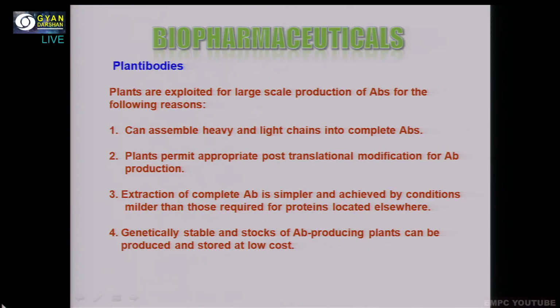So the advantage is that you see the plants are even capable of producing medicines for us. So you can generate a transgenic plant which is producing pharmaceutically active chemicals for you. And also the extraction of this antibody is very much easier. The stable stocks of antibody producing plants can be maintained for generations.